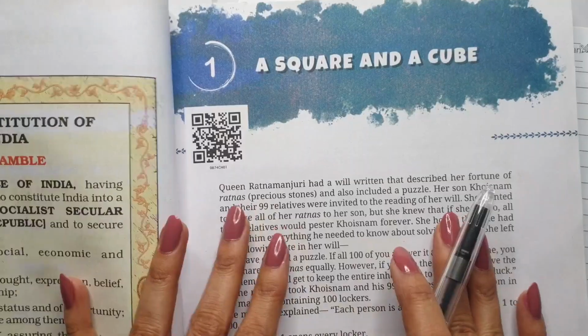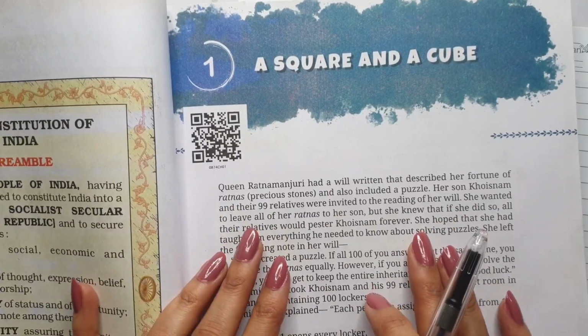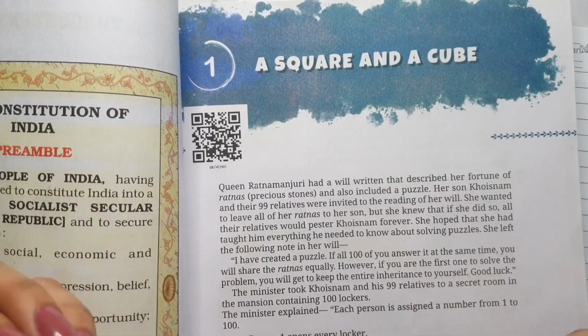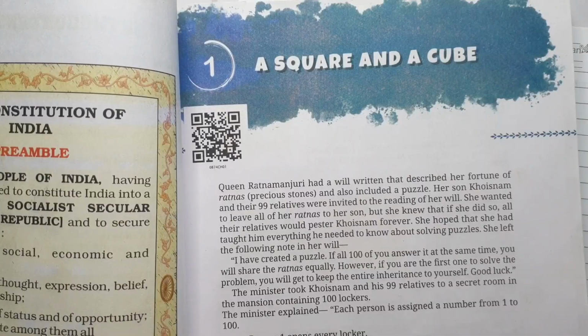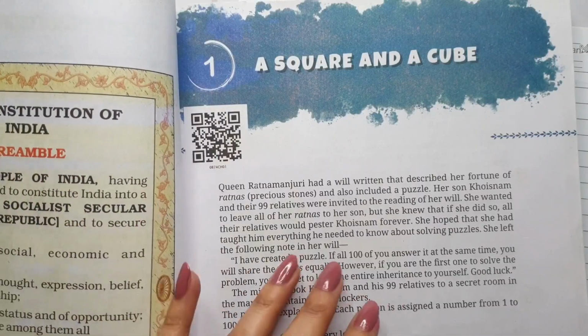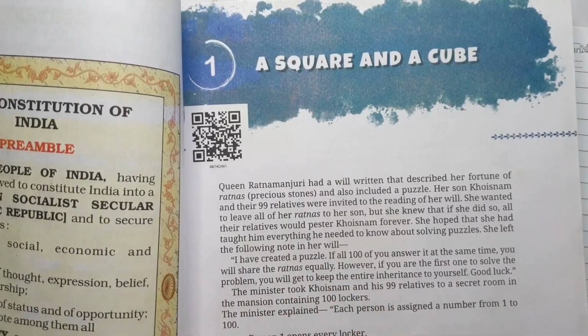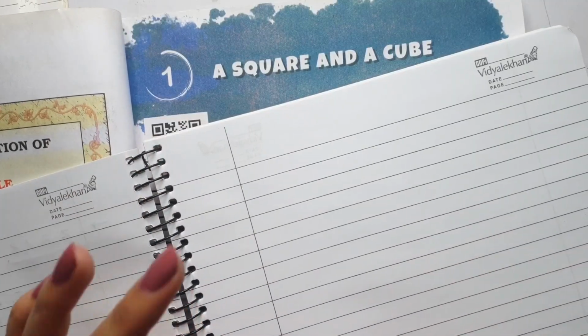I have made a couple of videos for this chapter previously, but in those I was making it in smaller parts. I have decided not to do that and instead make one probably longer video, covering the entire chapter in one go. So, a square and a cube.